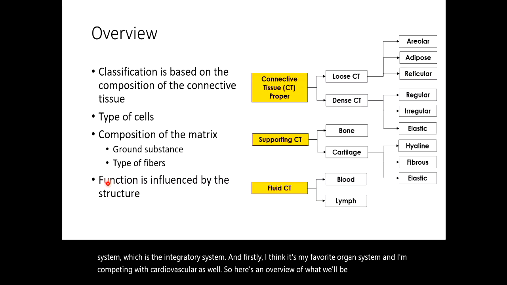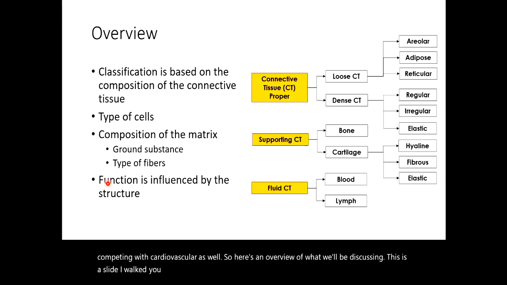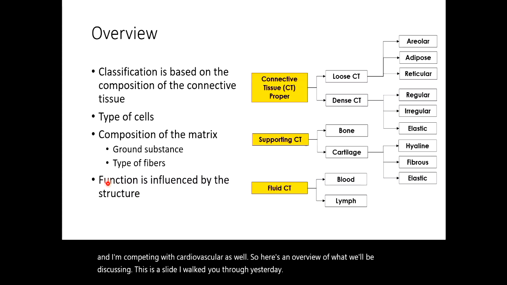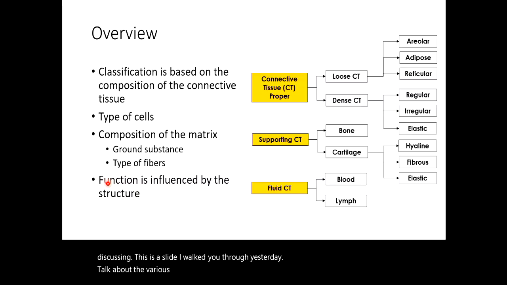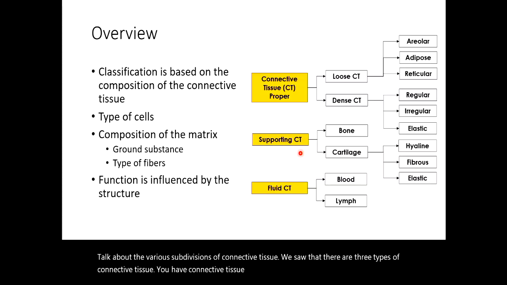This is a slide I walked you through yesterday when we talked about the various subdivisions of connective tissue. We saw that there are 3 types of connective tissue. You have connective tissue proper, supportive, and fluid connective tissue. Today we'll be talking only about fluid connective tissue.